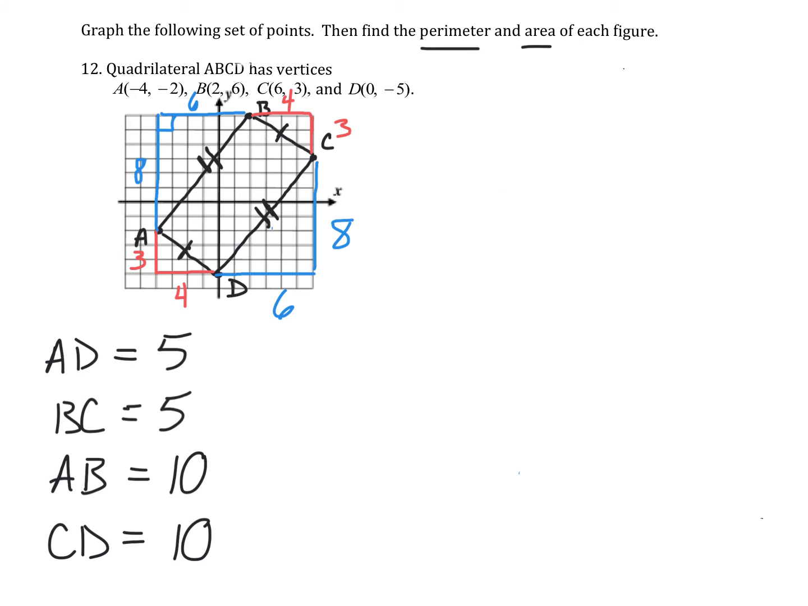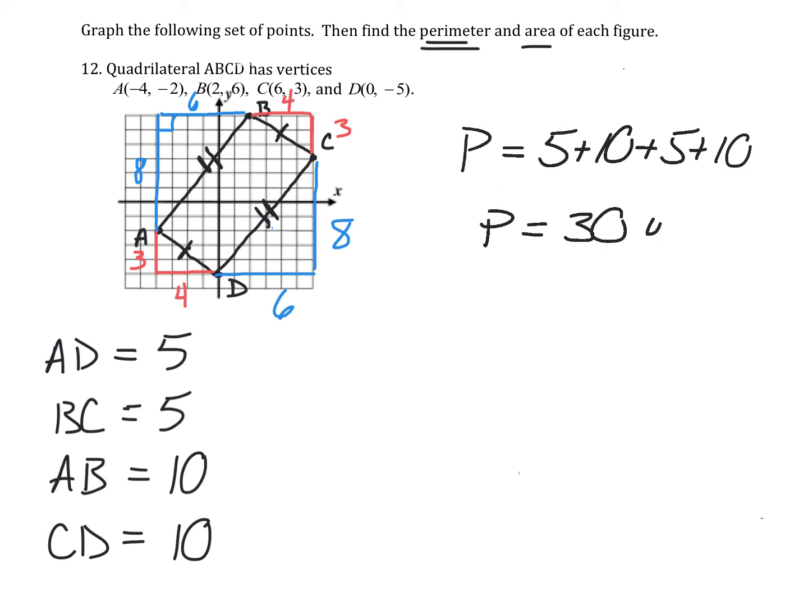Now I can answer the question they're asking. First, for my perimeter. My perimeter is going to be the sum of all 4 sides. So 5 plus 10 plus 5 plus 10. It looks like my perimeter is going to be 30. And in this case, they don't give me any specific units, so I'm just going to put down the units.